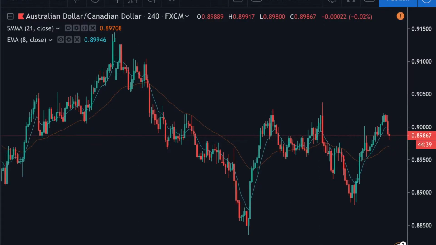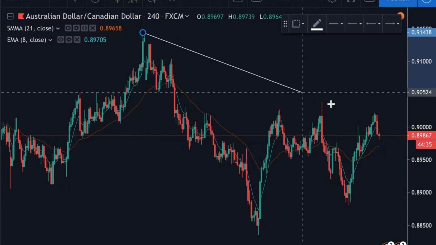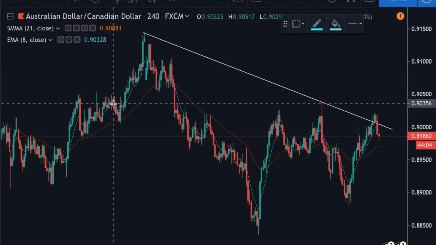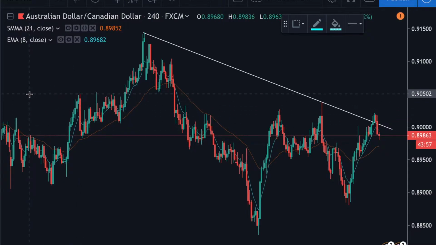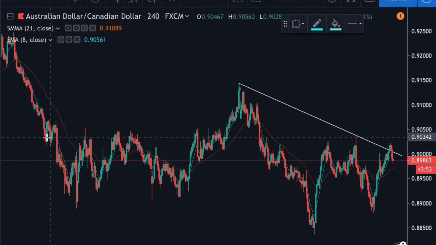But at first, I can recognize this downtrend. Okay, and let's see if we can draw some H4 support or resistance areas. At first, I see here strong resistance.